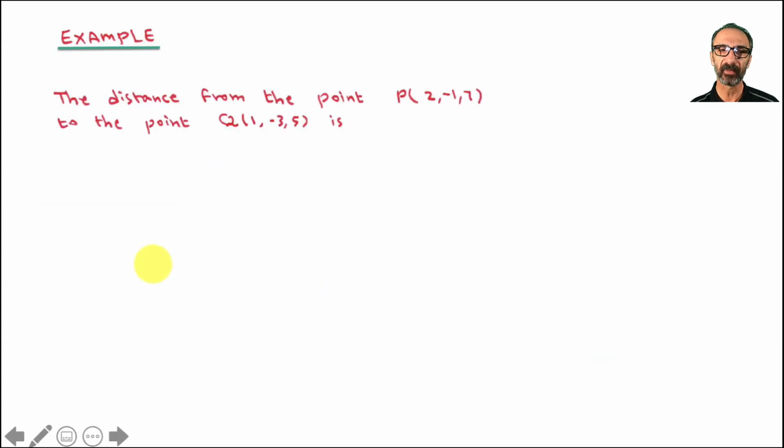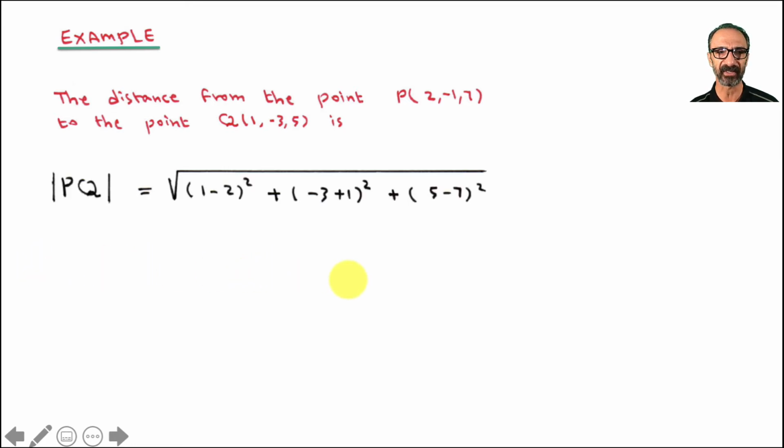The distance from the point 2, -1, 7 to the point 1, -3, 5 is, just apply the formula, there is nothing much to it. Since this is my endpoint, it doesn't make any difference. 1 minus 2 will go here, square it. -3 minus -1 becomes plus, square it. 5 minus 7, and square it. Take the square root, and that's going to be the square root of 9, which is 3.